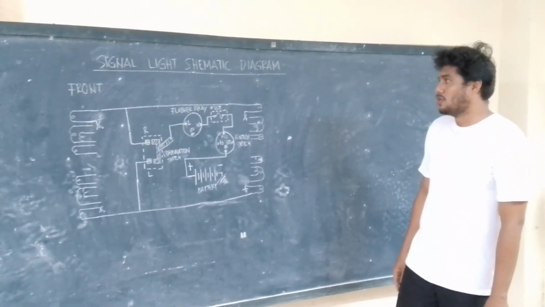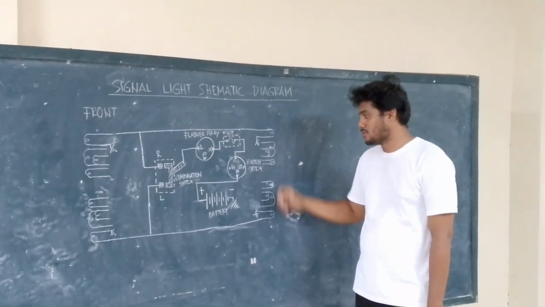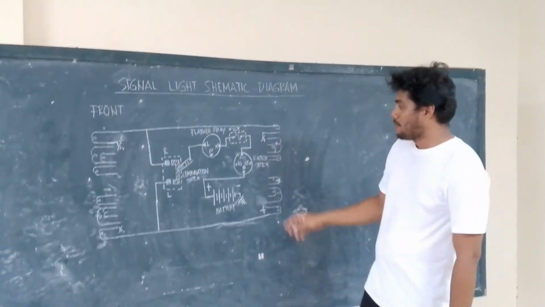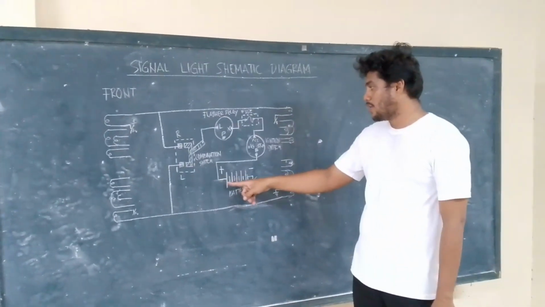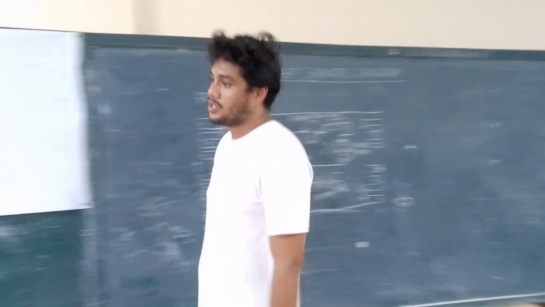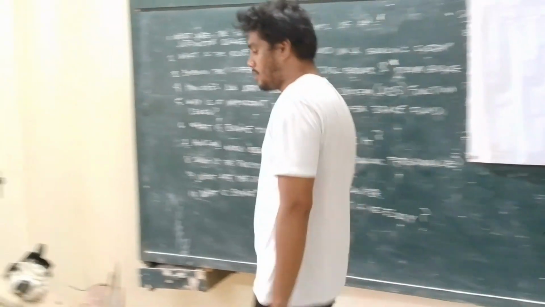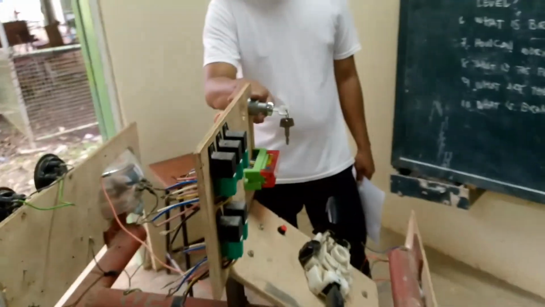Okay, in doing the signal light wiring, first we need to connect the positive terminal of our battery to the B terminal in our ignition switch. So this is our automotive battery and this is our ignition switch.